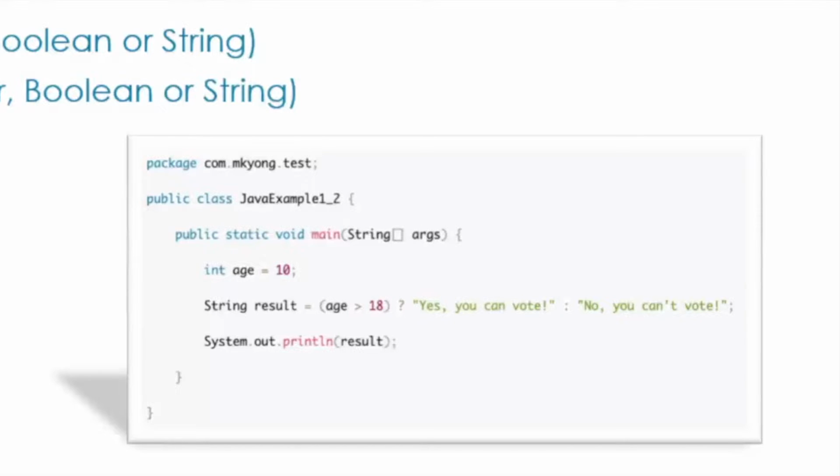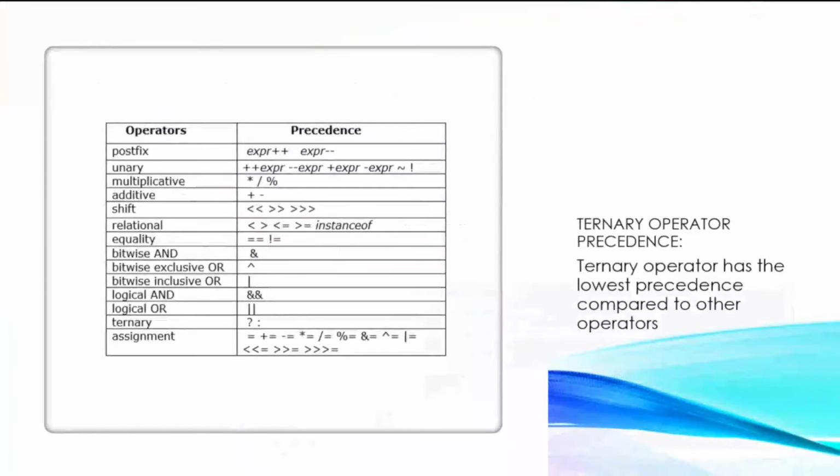As you can see in the example in this image, we are initializing int age as 10, and in the ternary condition statement, we are saying if age, which is 10, is greater than 18, yes, you can vote, else no, you cannot vote. And then we print the result. The result is a string value, so whichever string you pass will be printed. So that's how the ternary operator is mostly used, more than the if-else statement. And the ternary operator has the lowest precedence compared to the other operators, as you can see in the image.